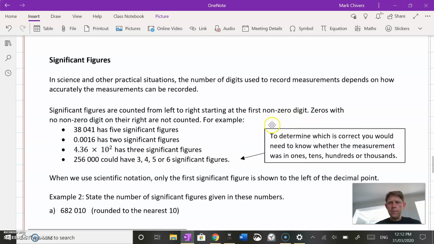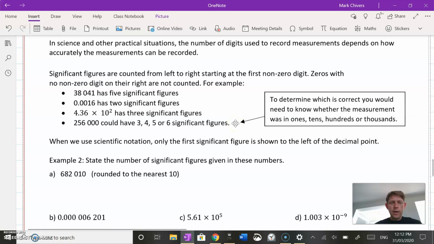Okay, so moving on to significant figures now. Significant figures is just a way of rounding things, and we're just concerned with, I guess, coming towards the number from the left to the right and counting the number of non-zeros that we hit.